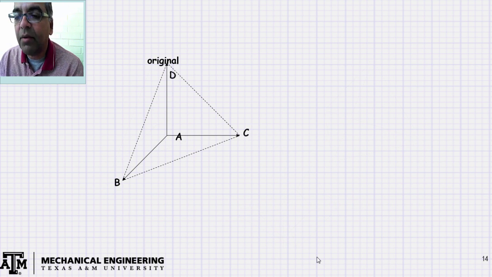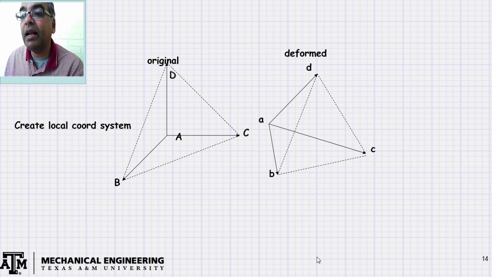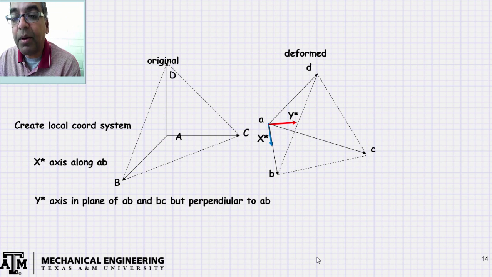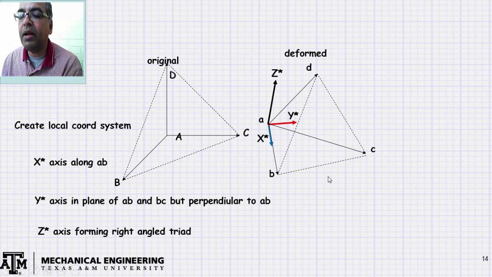Here's my original, and I have marked the points A, B, C, D, and here's the deformed shape, and here's what A, B, C, D looks like. Very good. So first we're going to create a local coordinate system so that we can talk about deformations. The first thing we do is draw an x-axis along AB. You can see that, that's the blue line. The y-axis is perpendicular to AB and in the plane of AB and BC. That's the base plane, the ABC plane. And the z-axis is going to be perpendicular to all of these.